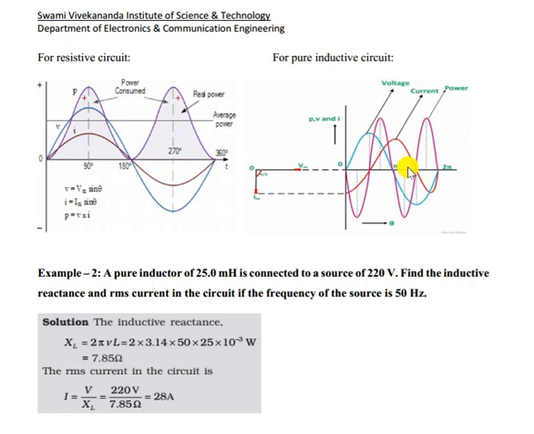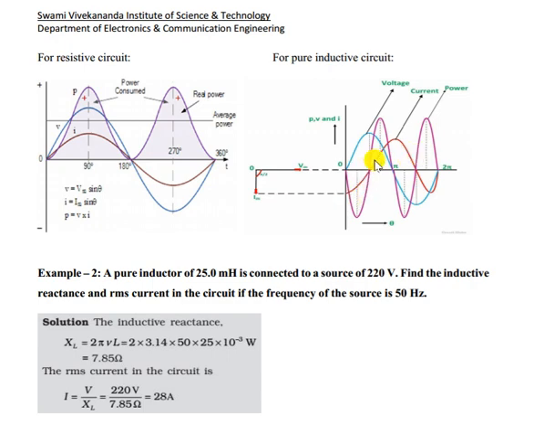Now from pi to pi plus pi by 2, here voltage is negative but current is positive, so power is also negative. Now up to 2 pi, in this region both voltage and current are negative, so power is positive. So we have positive power here, negative power here.